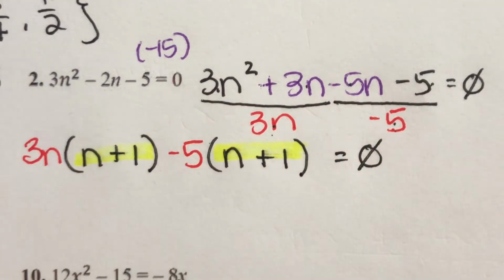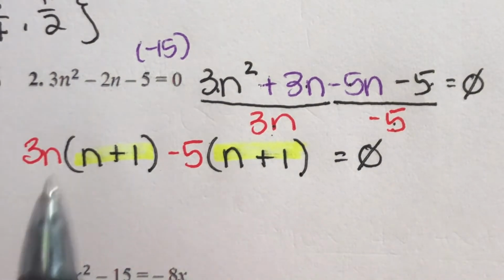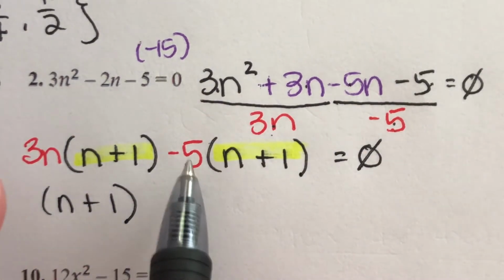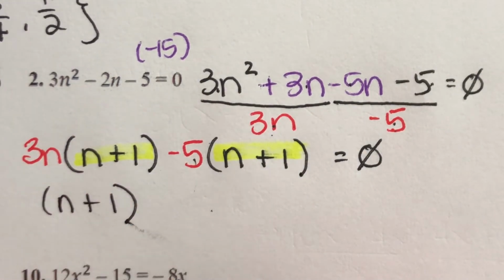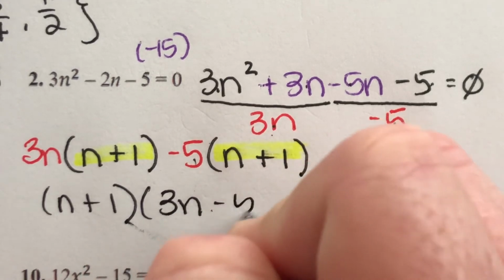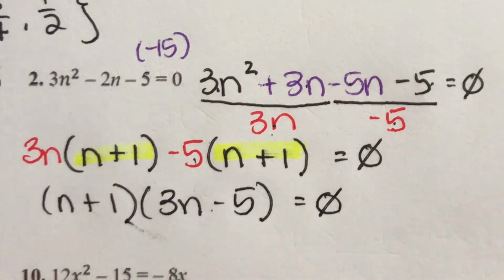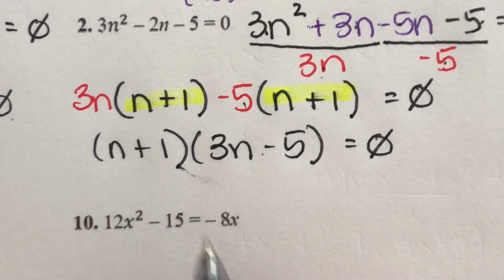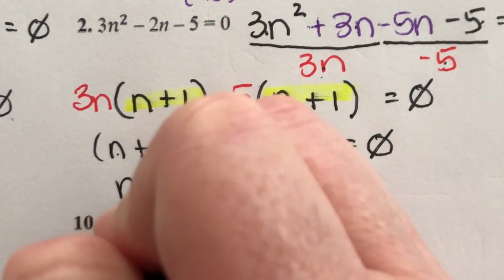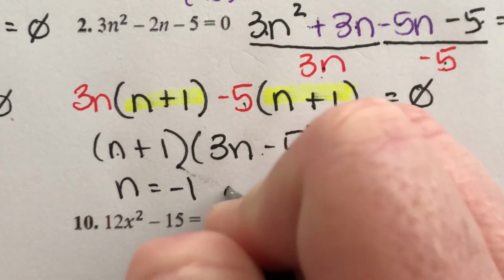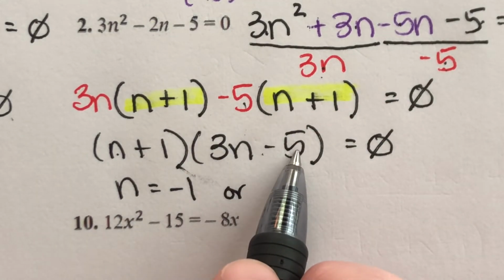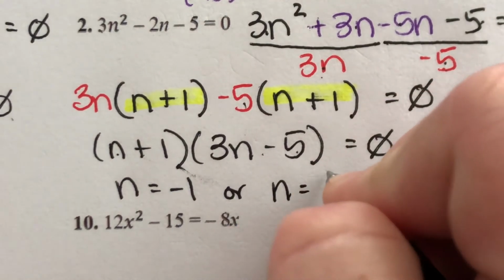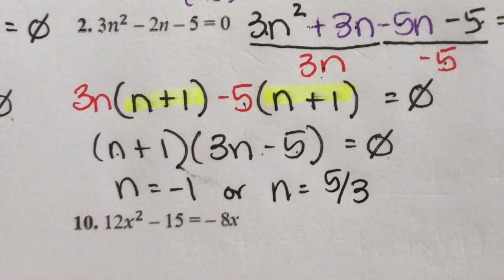Fantastic. So I'm going to rewrite that in front. Since both terms contain that, I'm going to pull that out. And then I'm going to pull these two leading coefficients and put them second, and set that equal to 0. Okay, now I just take each parentheses, set it equal to 0, and solve. So n plus 1 equals 0, n has to equal -1. Or 3n minus 5 equals 0. Add 5 to both sides, divide by 3, n equals 5/3. Done.